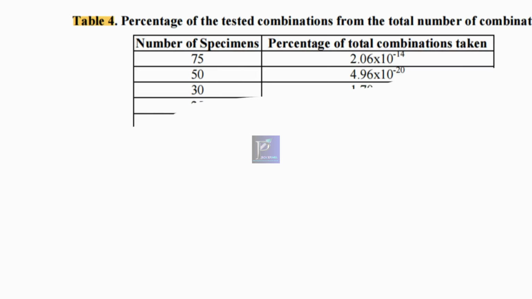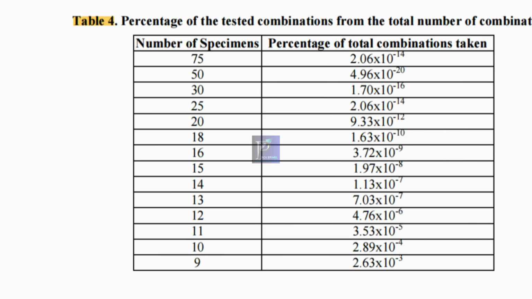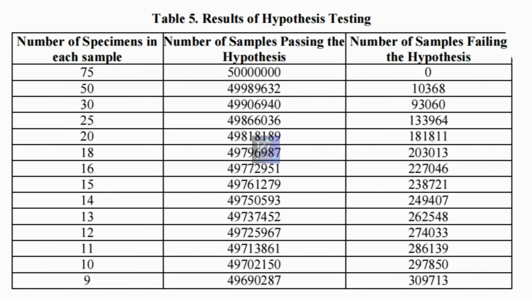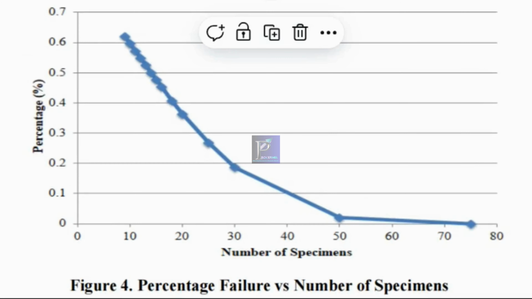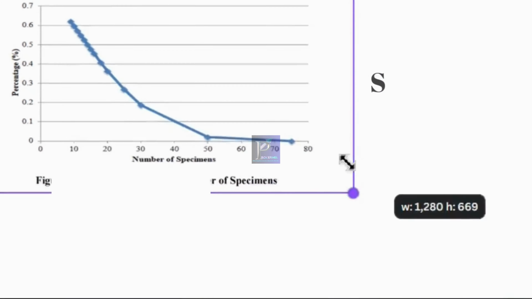Number of specimens versus percentage. This actually plots the percentage of samples failing the hypothesis test against the number of specimens in each sample. The graph clearly shows that as the number of specimens decreases, the percentage of samples failing the hypothesis test increases. This suggests that smaller sample sizes are less reliable in representing the population, leading to higher rejection rates, even when the concrete meets the required strength criteria. This is the underlying fact.